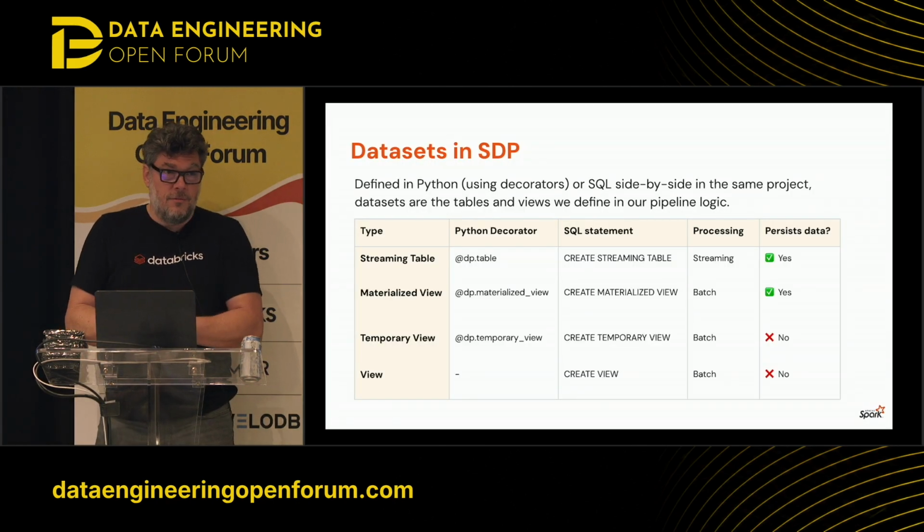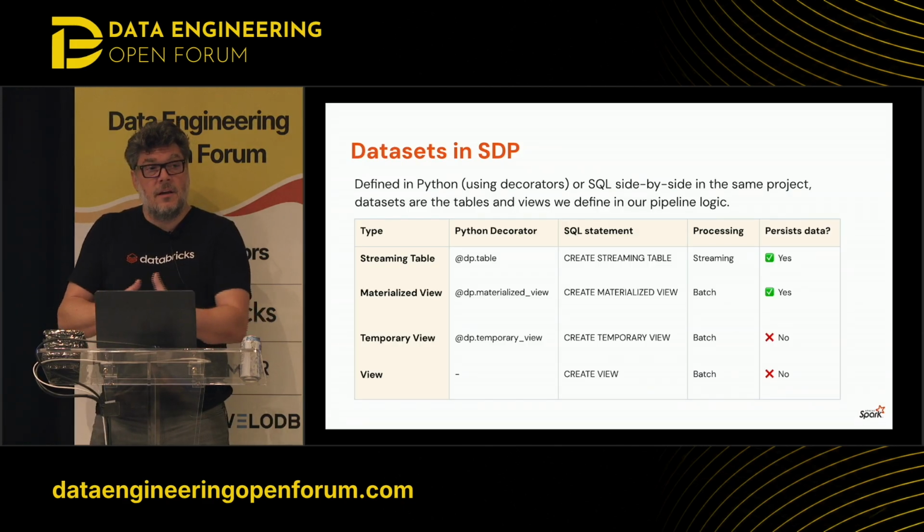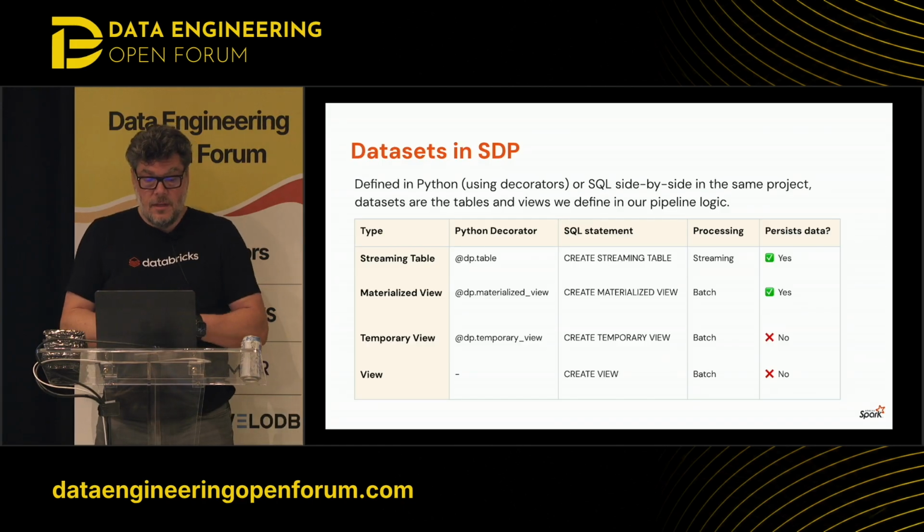So let's look at this. There are actually four types of datasets. One of them is called a streaming table. Another one is called a materialized view. They look very similar at first glance, but there are some very crucial differences, and we'll see what those are. Both of these persist data. They process data and write their output to actual tables. Whereas temporary views and views are virtual, right?